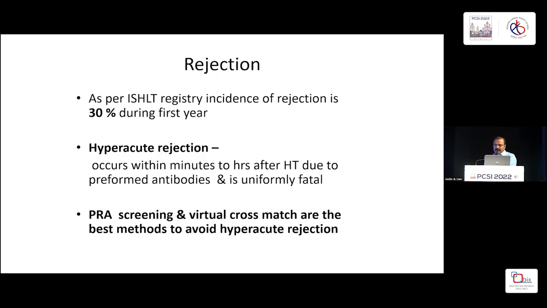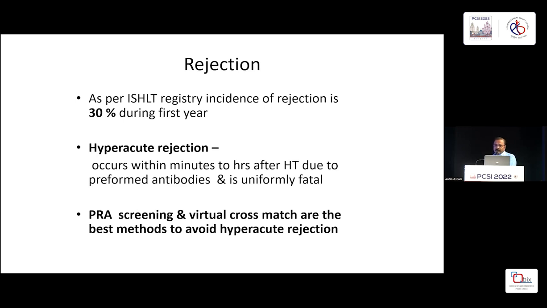Rejection: as per the ISHLT data, the incidence of rejection is around 30% during the first year of heart transplantation. So rejection can be hyperacute rejection, acute cellular rejection, or antibody mediated rejection. Hyperacute rejection occurs within minutes to hours of the heart transplantation and is mainly due to preformed anti-HLA antibodies and is uniformly fatal. So how can we avoid this hyperacute rejection?